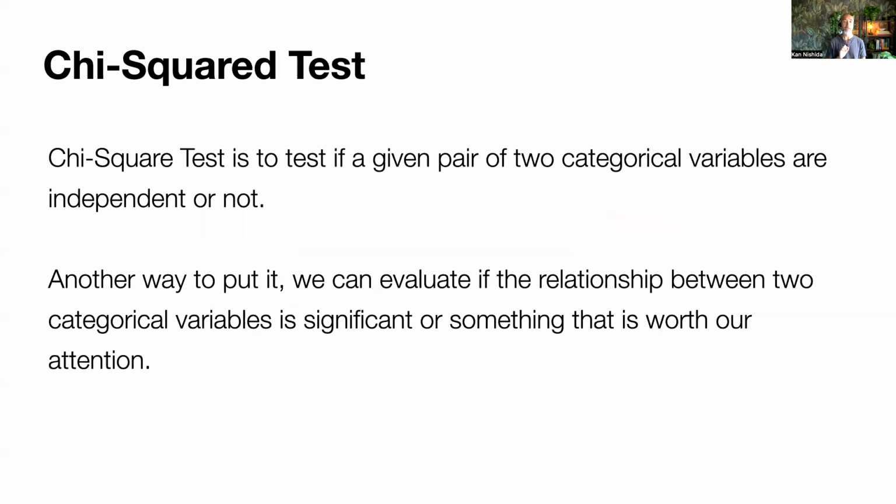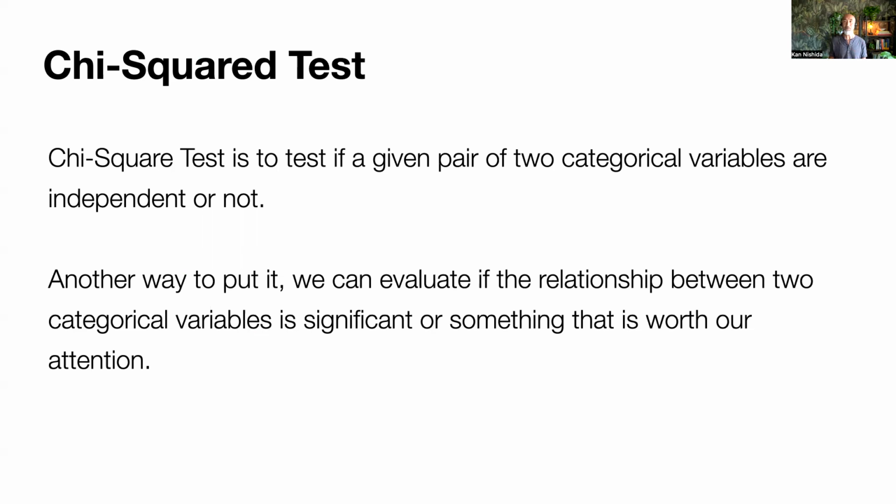That's where the chi-square test comes in. This is a brief summary of the chi-square test, and after this I'm going to go into more detail on how it works. The chi-square test is to test if a given pair of categorical variables, such as attrition and overtime, are independent or not. Independent meaning they're not related, not depending on each other, so there's no relationship. Another way to put it: we can evaluate if the relationship between these two categorical variables is significant, something worth our attention.